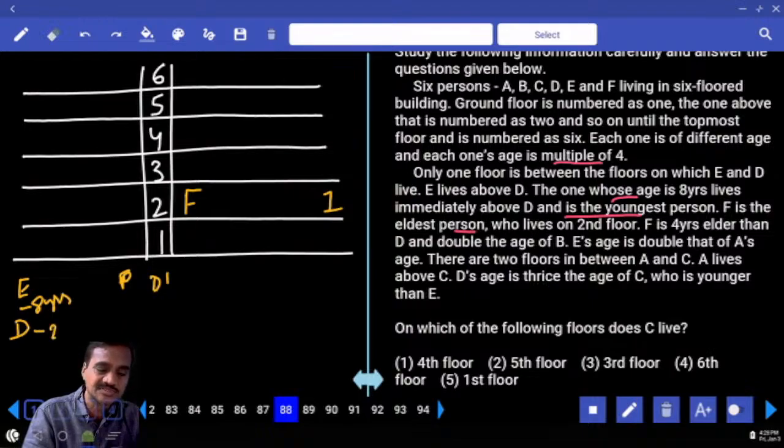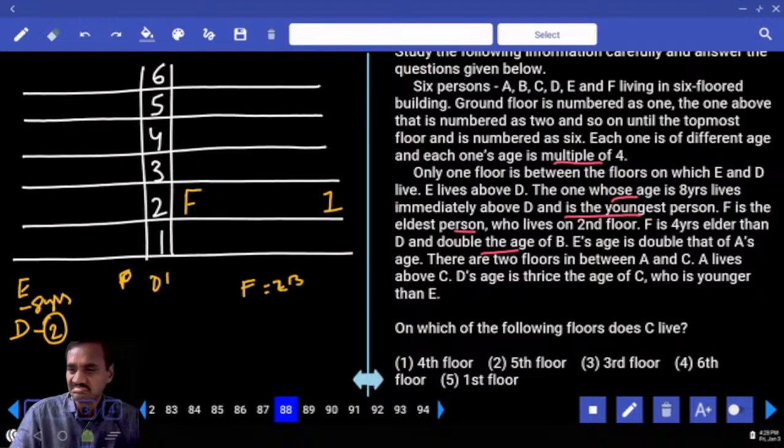And D must be second eldest. Why the second eldest? Because they are multiples of 4. One is 8, next time it will be 12, 16 and so on, anything could be. Hence F is 1 and D is 2. 2 means second eldest. And next one, F is 4 years elder than D and double the age of B. Now who is double the age of B? F is double the age of B. F is 2 into B.